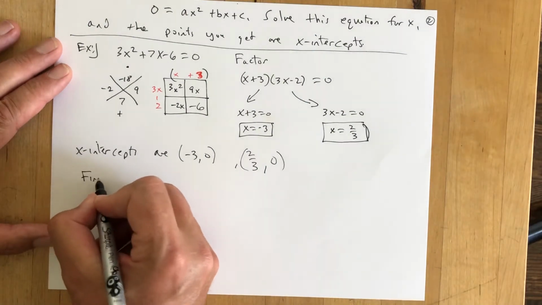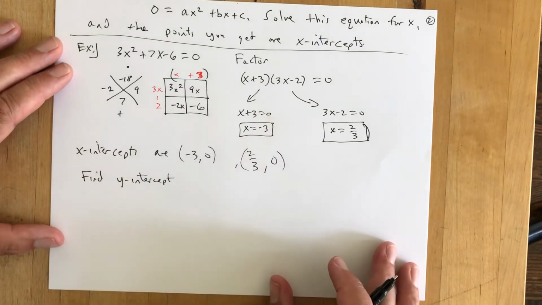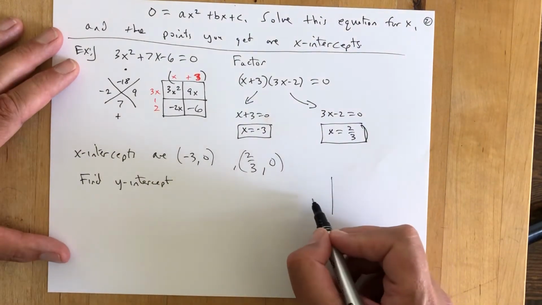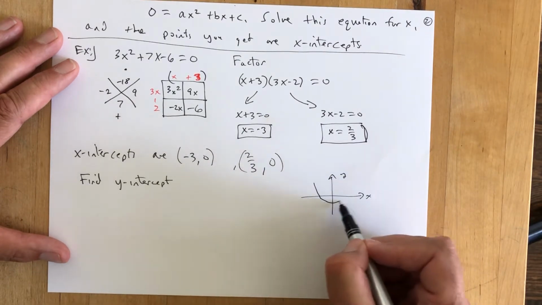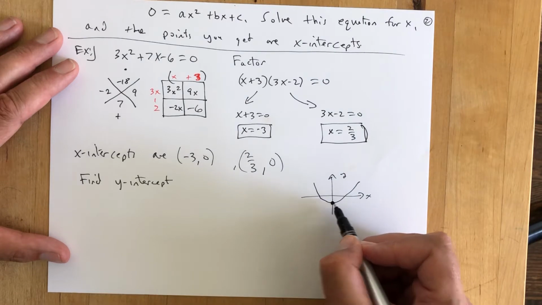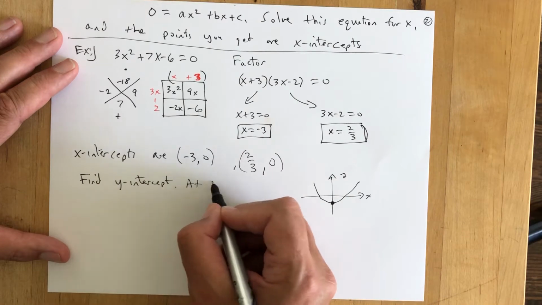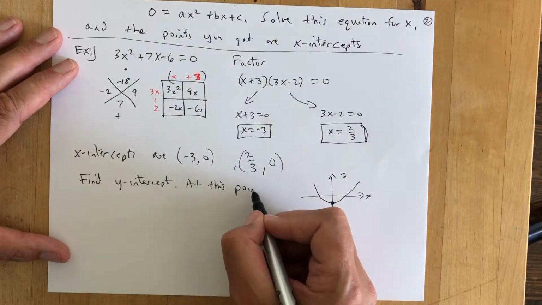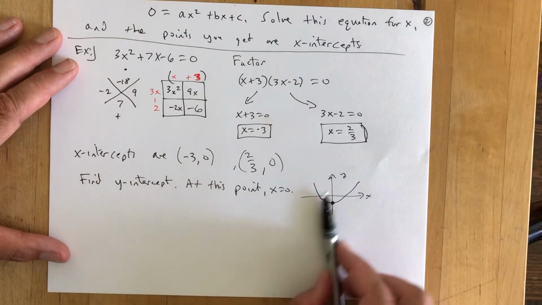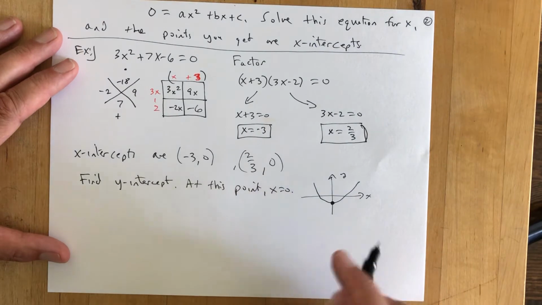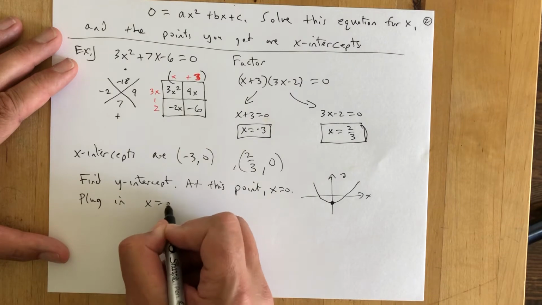So now let's find the y-intercept. Now again, if you're looking at some graph here, there's the x and y axes, and you're looking for the y-intercept here, at this point, x equals 0. I mean, look, if you're on the y-axis, x is 0. It can't be 1, 2, or 3 because you wouldn't be on the axis. So all you do is plug in x equals 0.